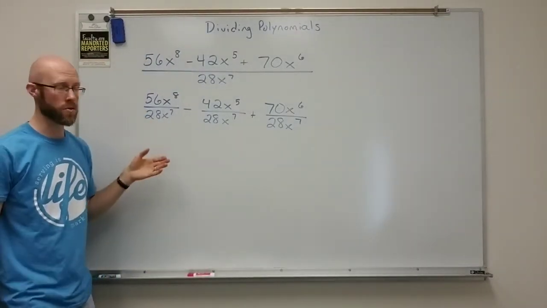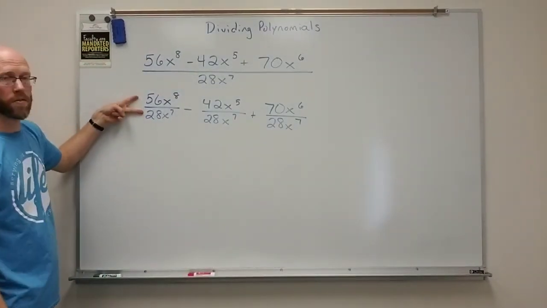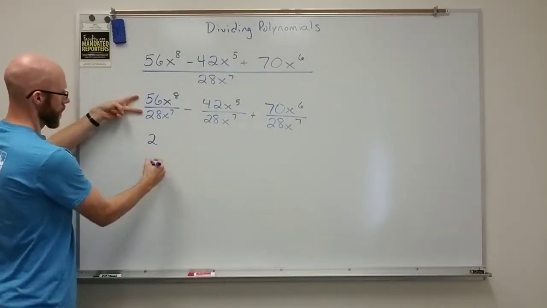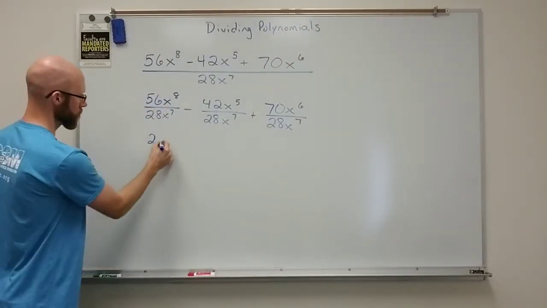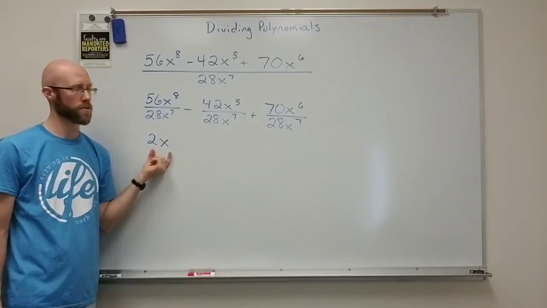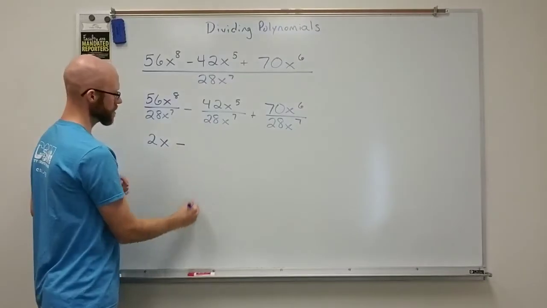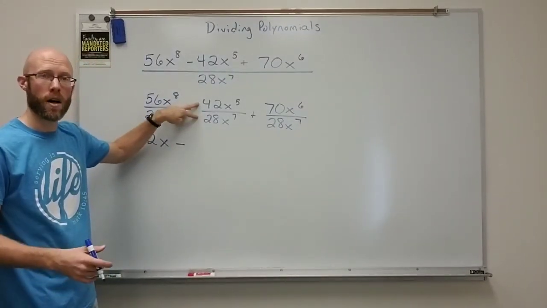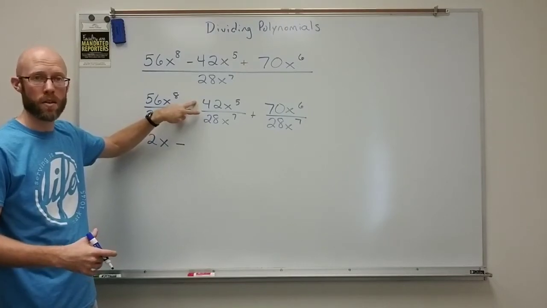Now I'm going to try to reduce these. Well, 28 goes into 56 evenly. The answer is 2. X to the 8th over x to the 7th is simply x. So that first term reduces all the way down to just a 2x. Keep my minus sign.